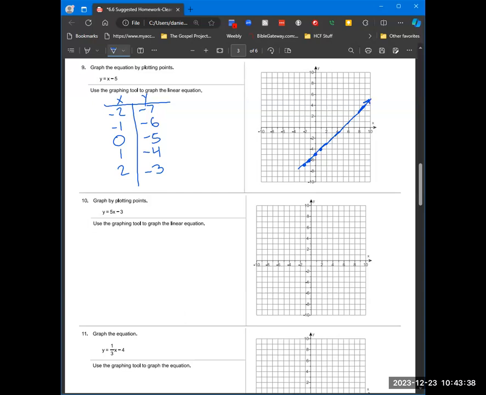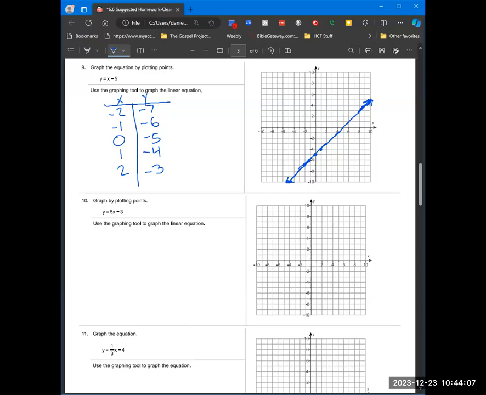We put an arrow on the end to show that it keeps going forever and ever that way. We put an arrow on this end to show that it keeps going forever and ever that way. You remember from geometry class probably that lines go infinitely in both directions. So there we go.